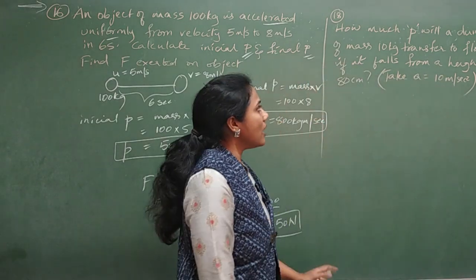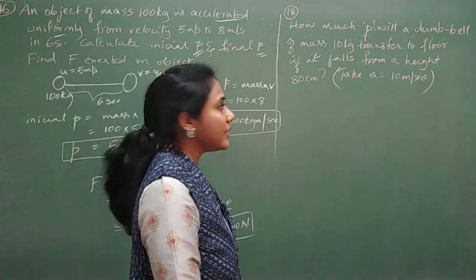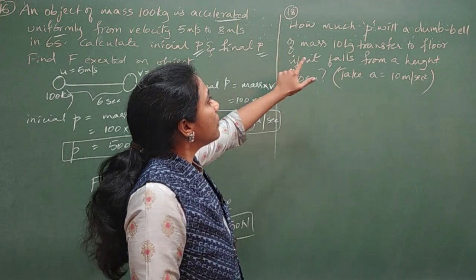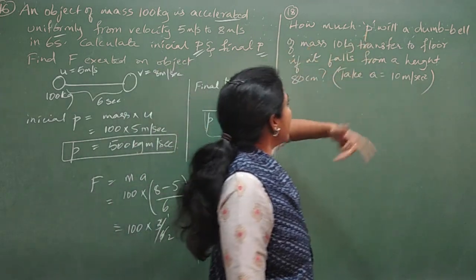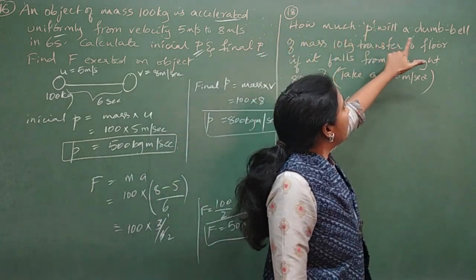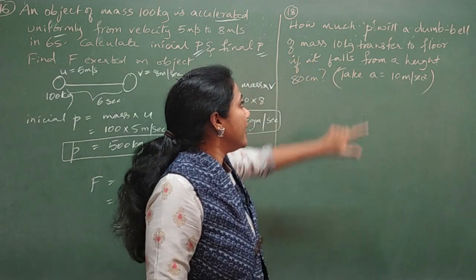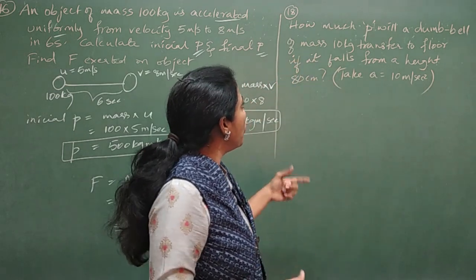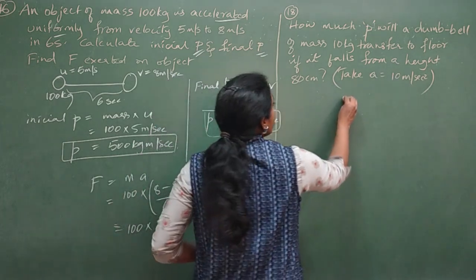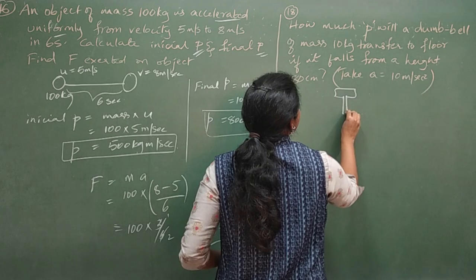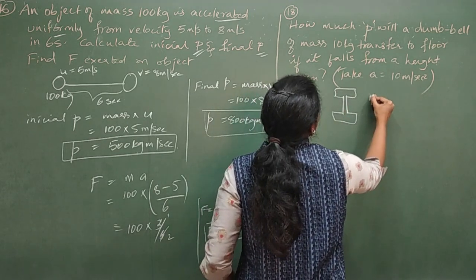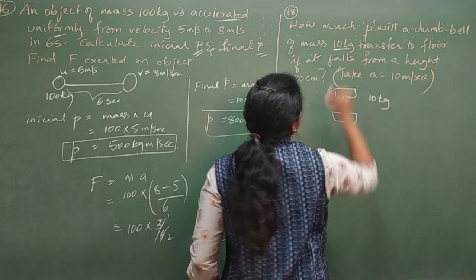So coming to the last problem that is there in your NCERT textbook. Very simple. Okay. Not complicated. How much momentum, P in the sense momentum. Okay. So they are actually asking you the momentum. How much momentum will a dumbbell of mass 10 kg transfer to floor if it falls from a height 80 centimeter? Okay, so you have a dumbbell. So this is the dumbbell. Okay, so this dumbbell has a mass, how much? It has got a mass 10 kg.